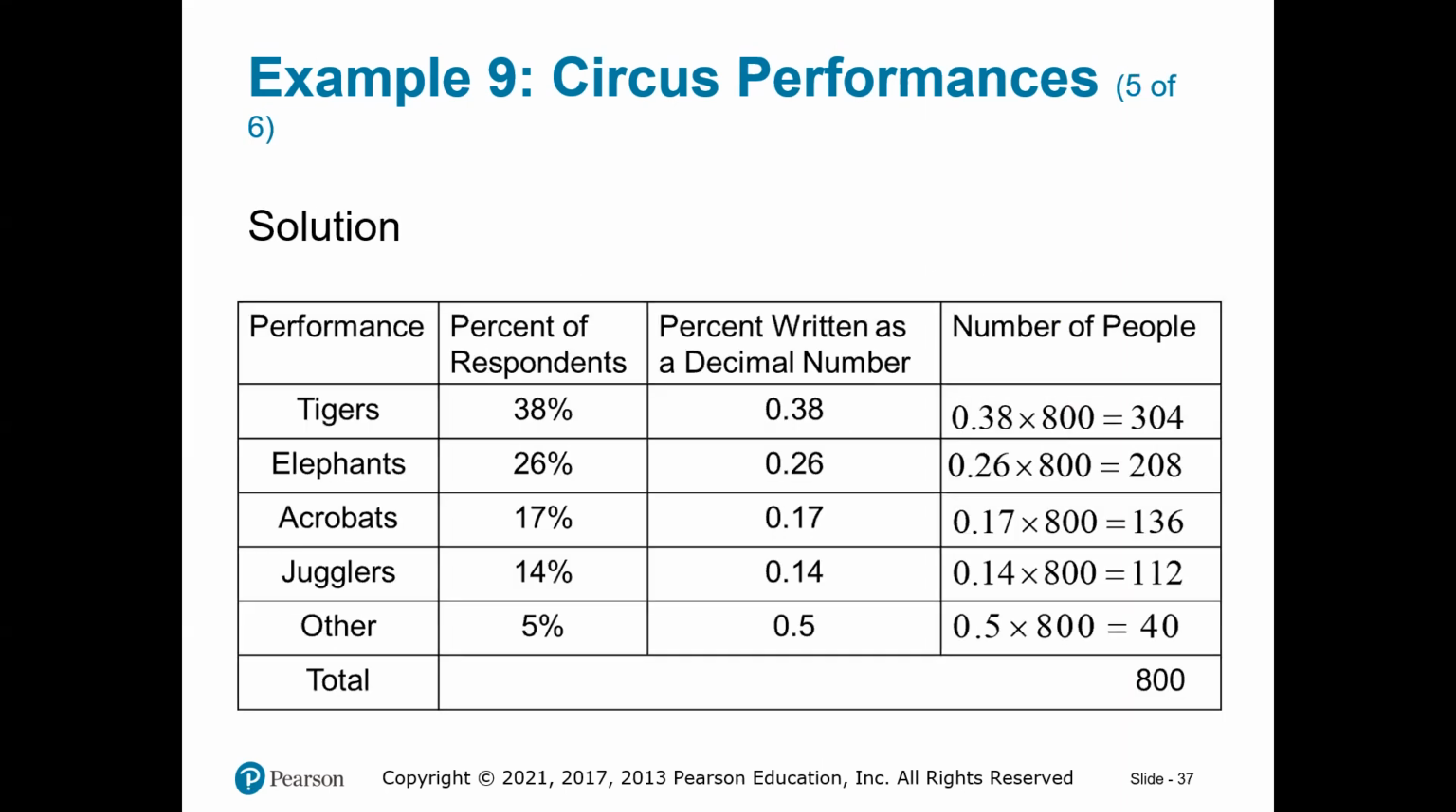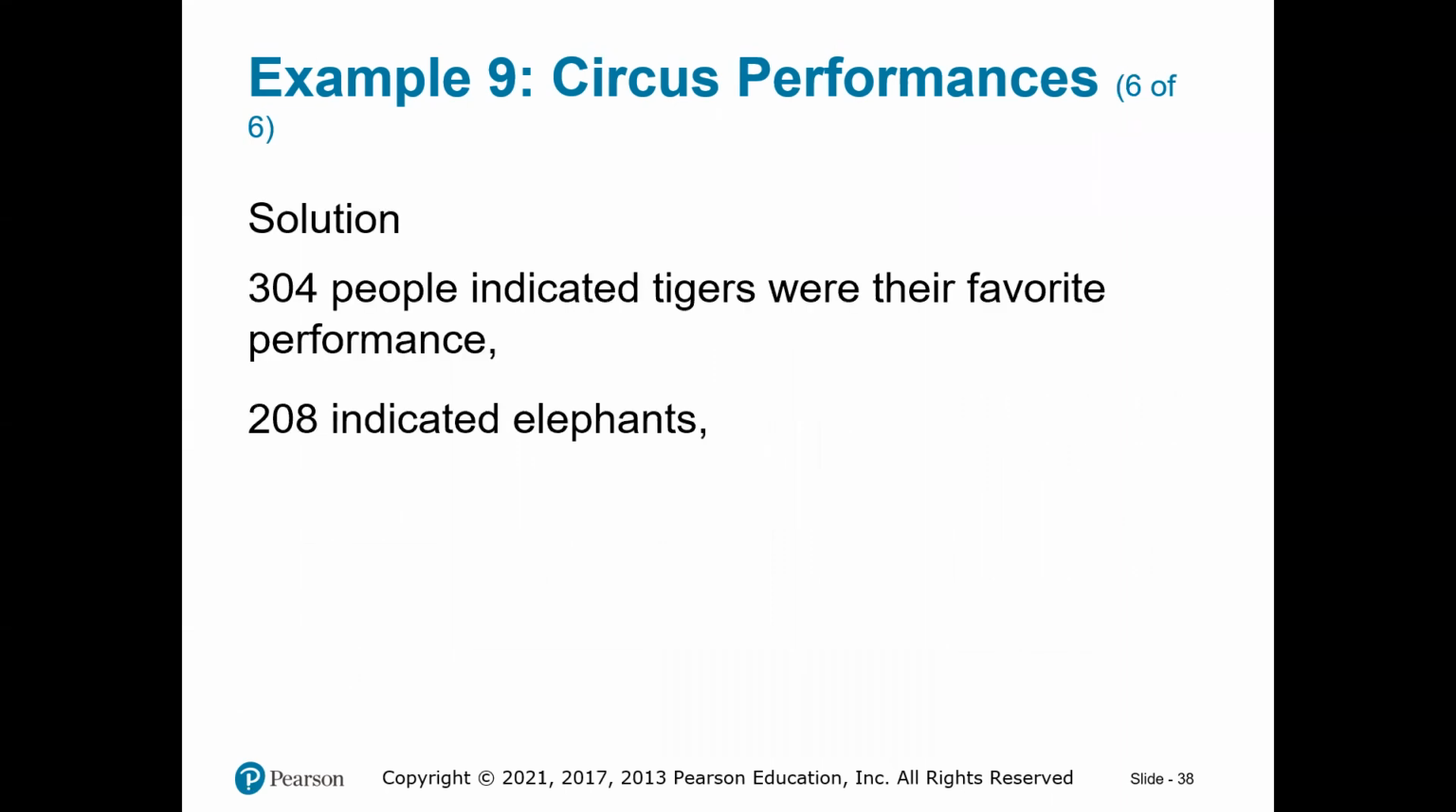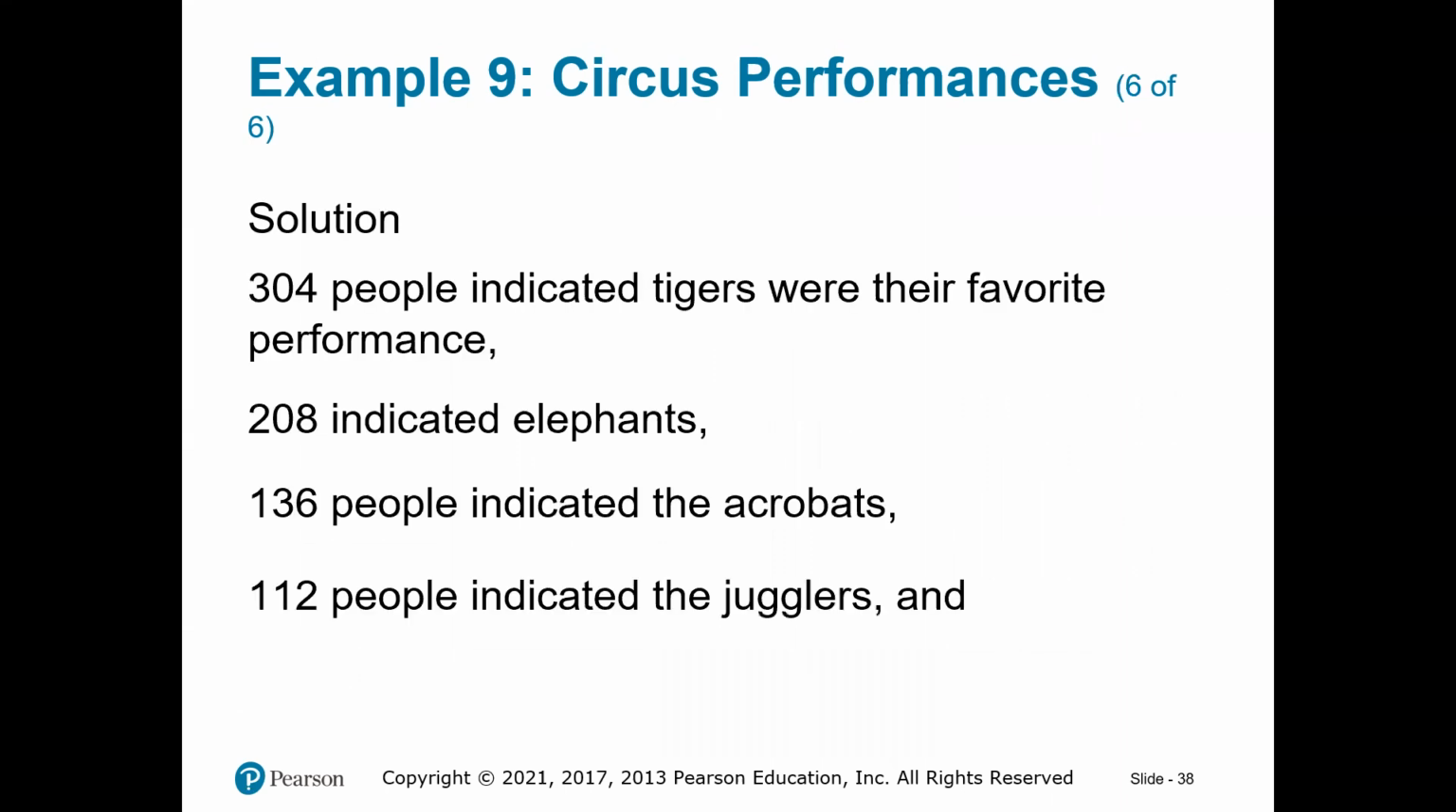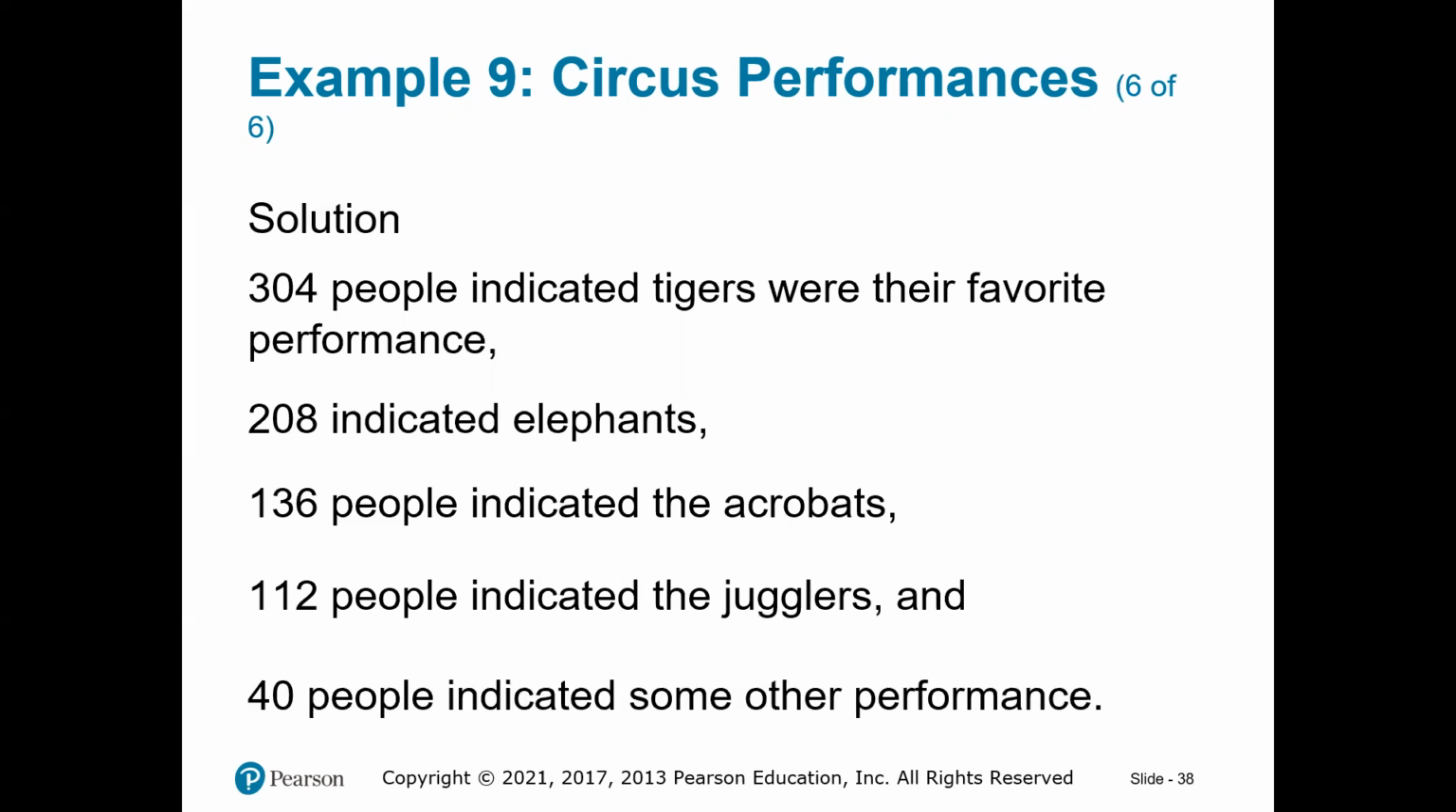So, this is a solution, really. If you were asked, given that we have 800 people participating in this survey and given that pie chart, how many of them like tigers? Well, that's 304. 136 for acrobats and 112 people like jugglers and so forth.